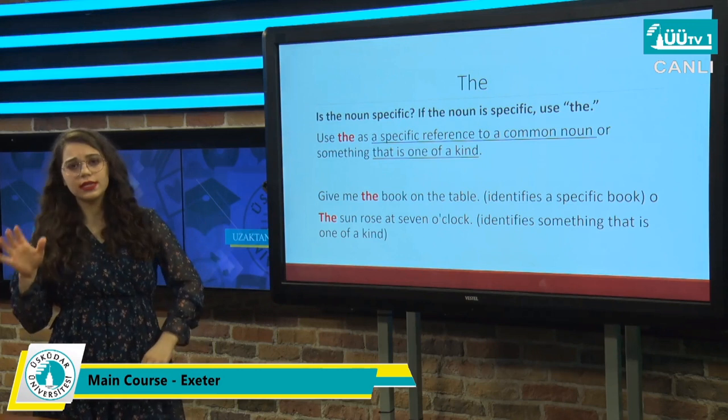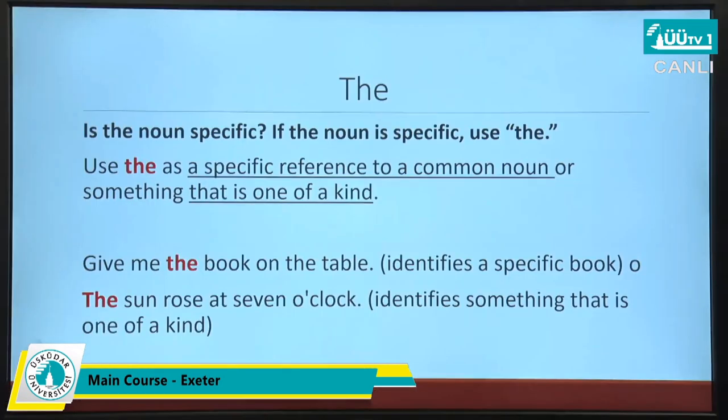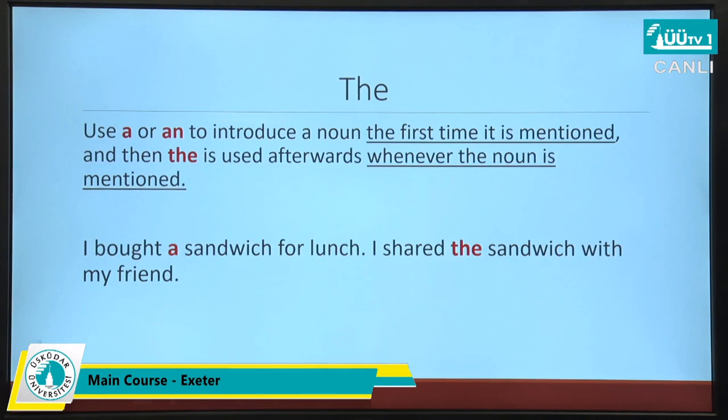So we use the as a specific reference to a common noun or something that is one of a kind. For example, give me the book on the table. So we're talking about a specific book. Or the sun rose at 7 o'clock. It tells us that the sun is one thing, right? We don't have any other sun. So we can use the with it.